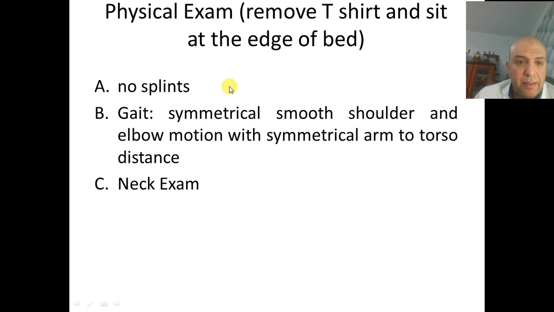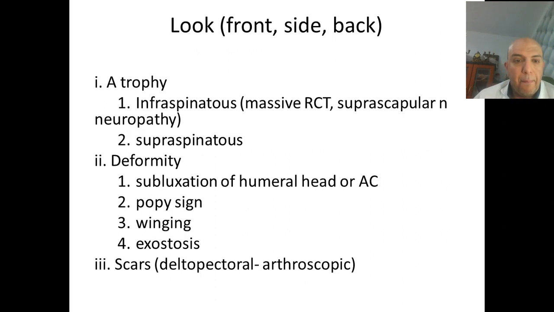Okay, as usual, we start, not forgetting splints and gait. Then begin. The patient is removing his shirt and standing in front of you. Then begin, after splints and gait, you start with inspection. Inspection: front, side, back. And compare to the other side. Please don't forget infraspinatus atrophy. Don't miss infraspinatus atrophy and the scar.